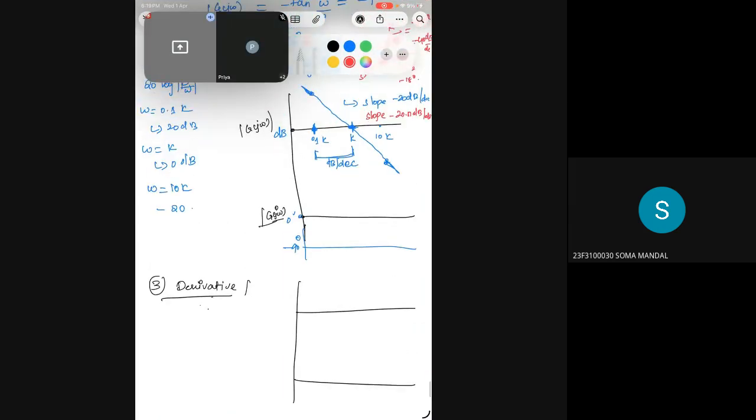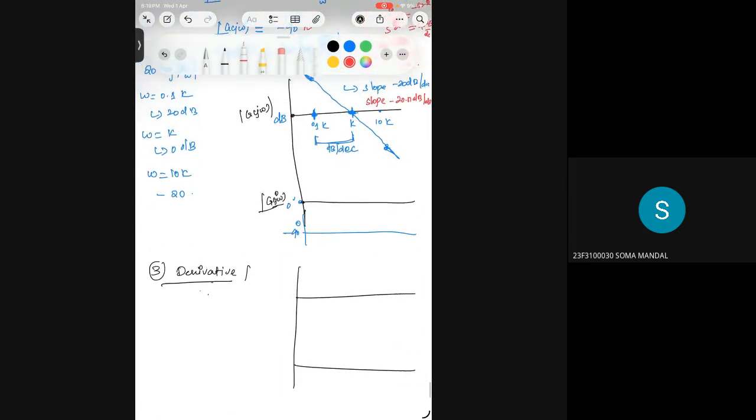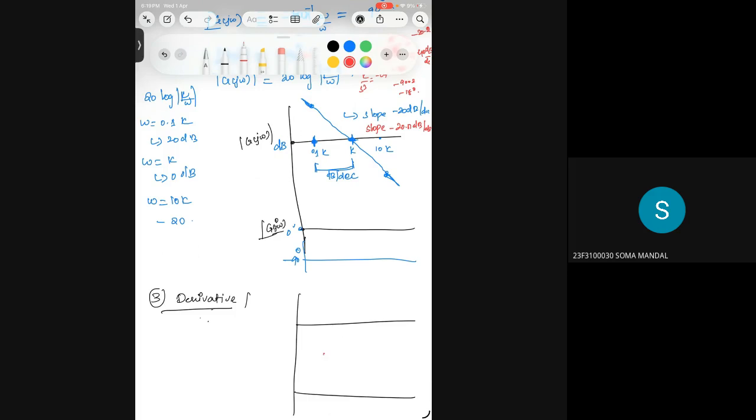So, for a derivative function, this will be a positive slope. Similarly, you calculate, and for 0.1k itself, you will get minus 20.